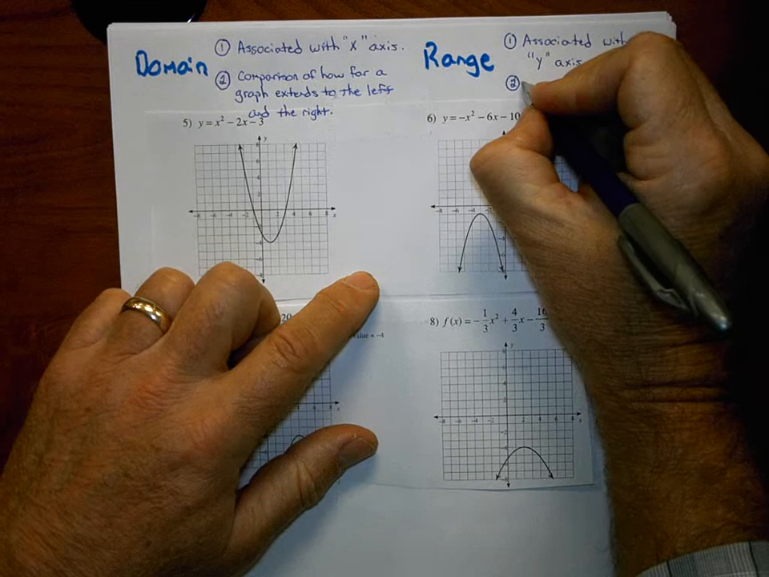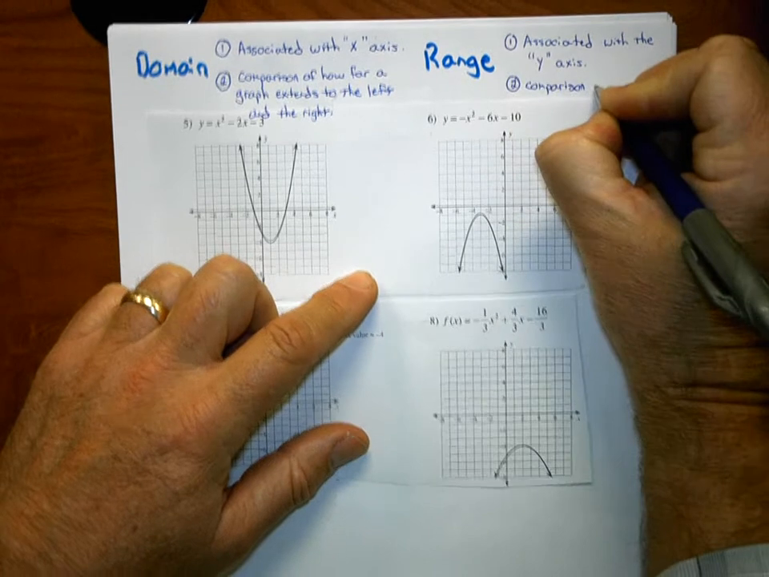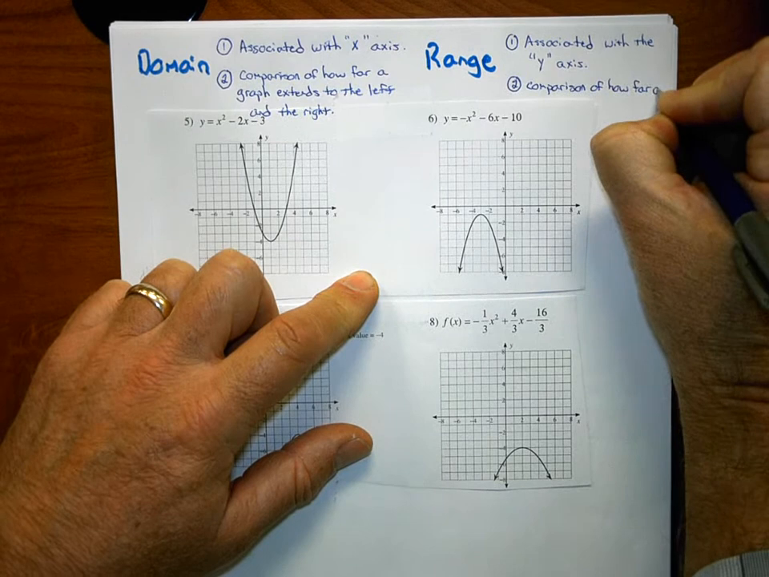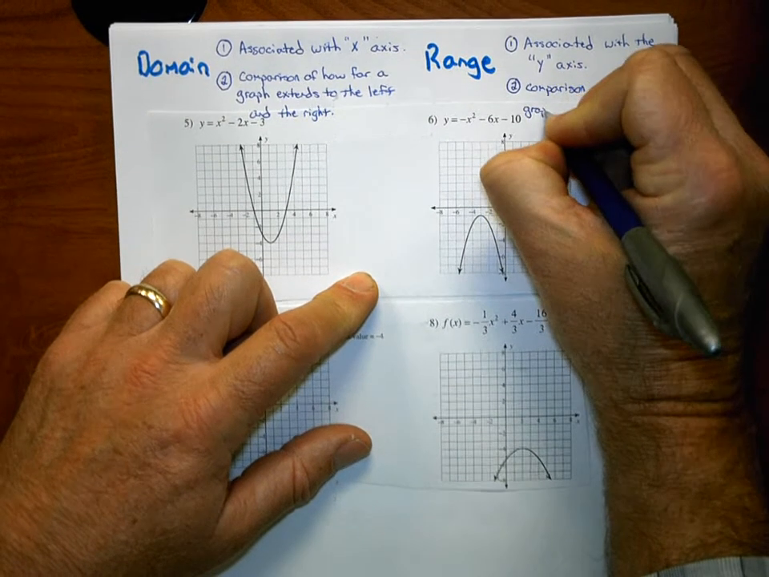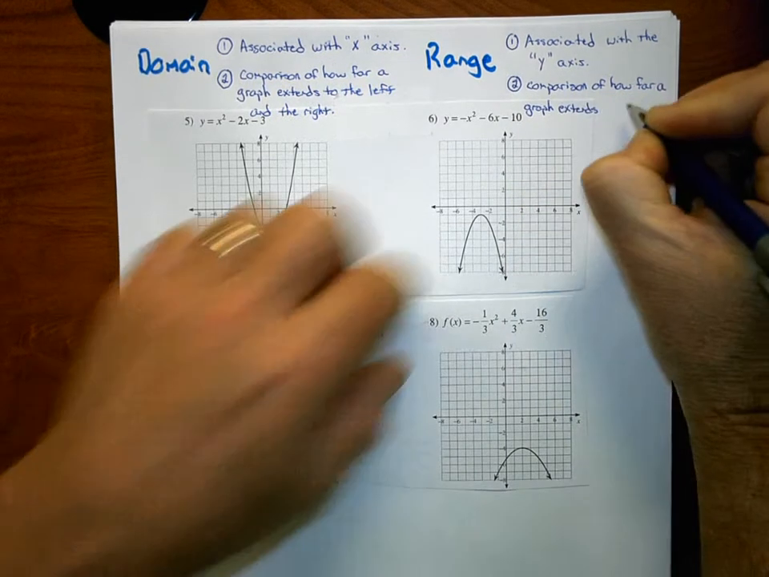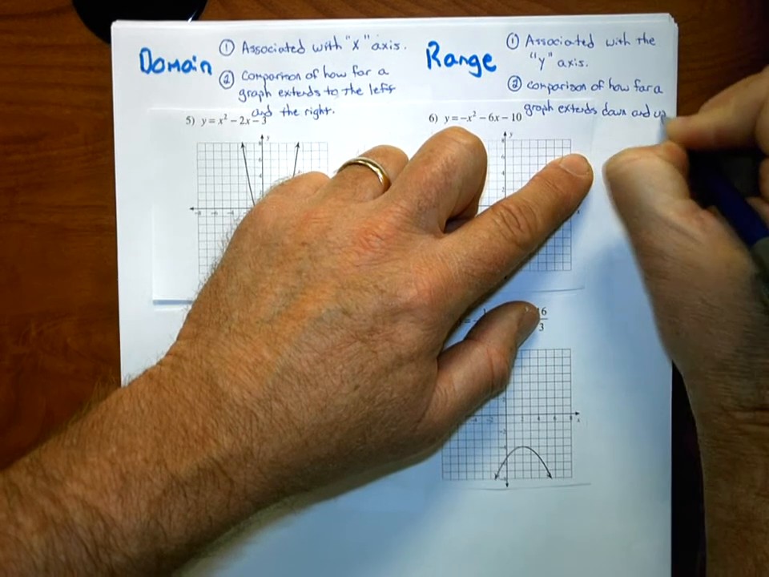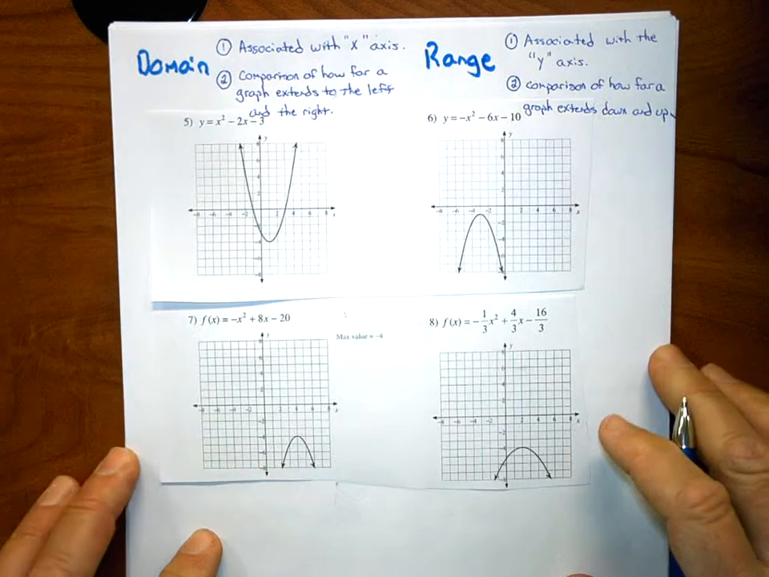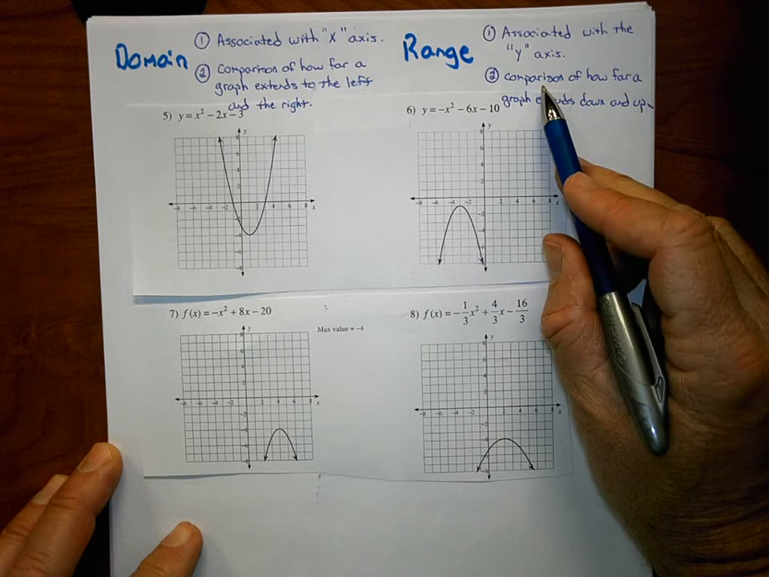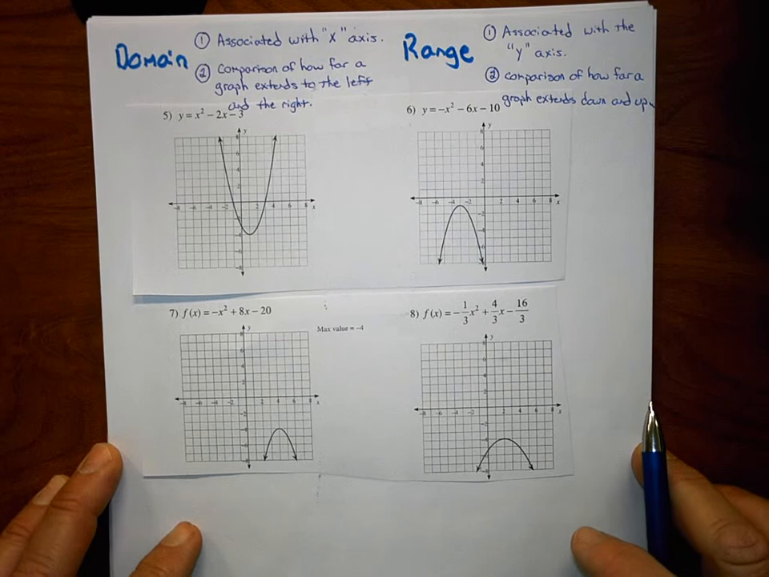Okay, and the range is a comparison of how far a graph extends down and up. So the range is associated with the y-axis, and it's a comparison of how far a graph extends down and up. In that order, by the way.